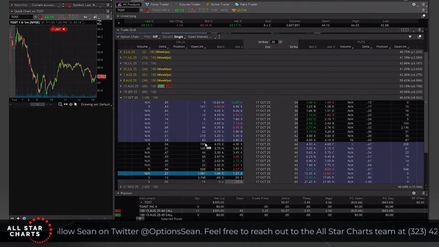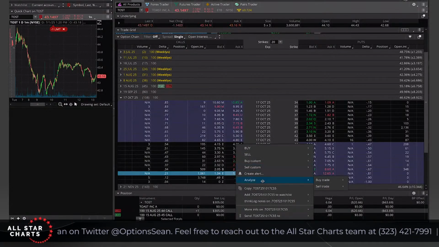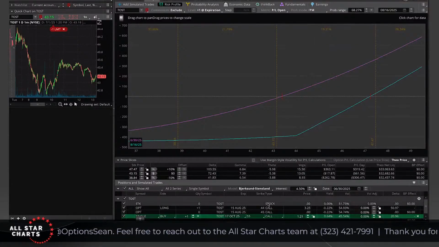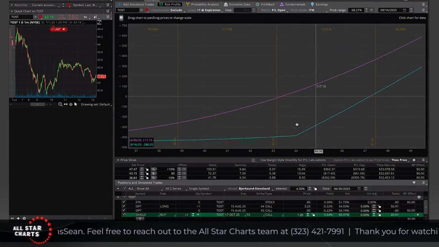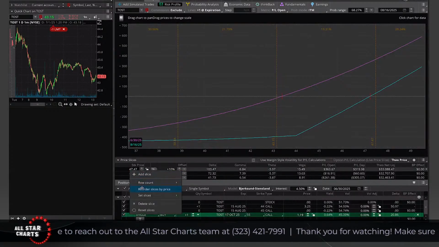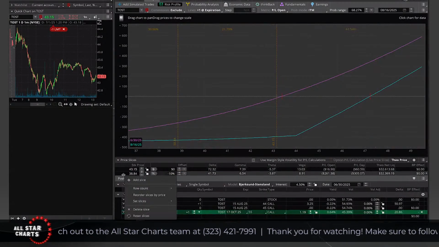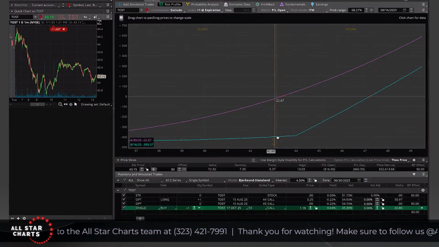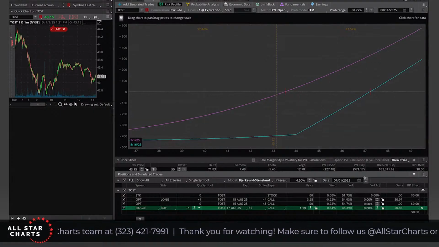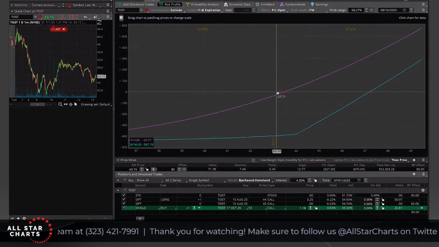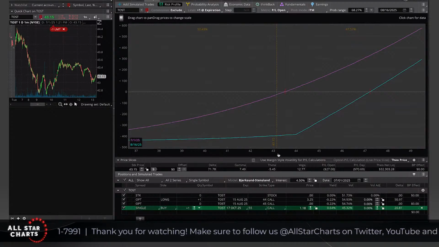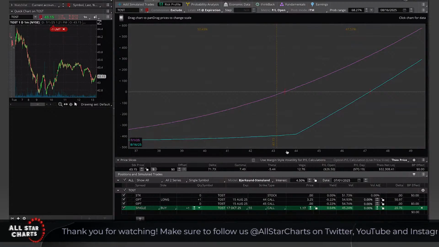And check this out. Let's analyze this trade. Analyze a buy, analyze a single. Now, this is what the P&L graph would look like if I put this trade on today. Let me clean this up for you guys a little bit and delete that. So here's where we are right now. And as you can see, on the x-axis is the price of Toast, the underlying stock.